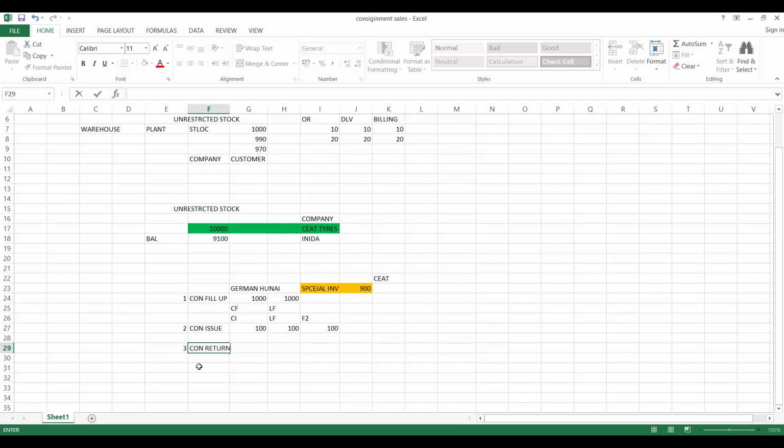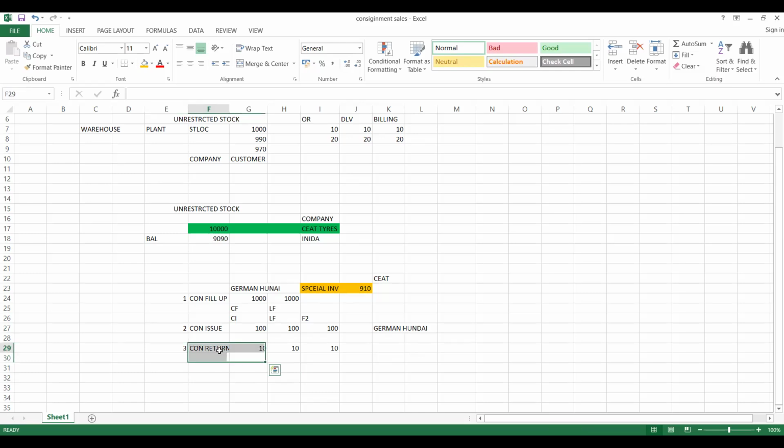return. So in this 100 tires, suppose 10 got damaged. 10 got minor damage. They called, we would like to return. So here the 100 ownership belongs to the German customer, German Hyundai, right? Once they do the return, the 10 they return, the special stock will become 90. So that means only 90 properly utilized, and 10 got returned.